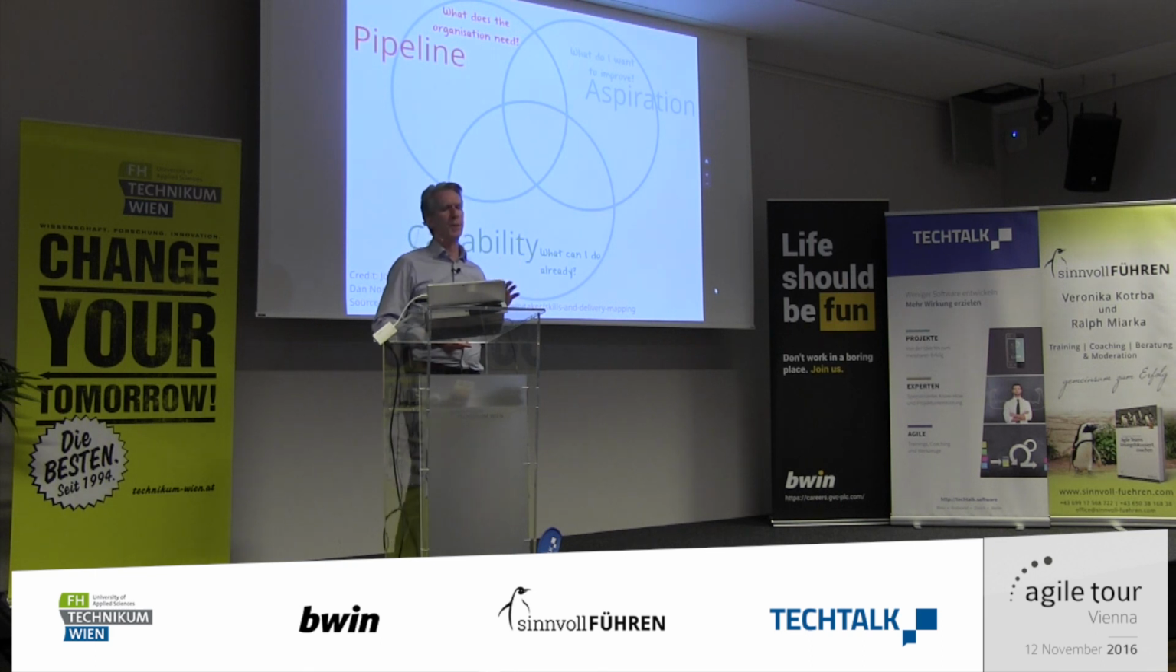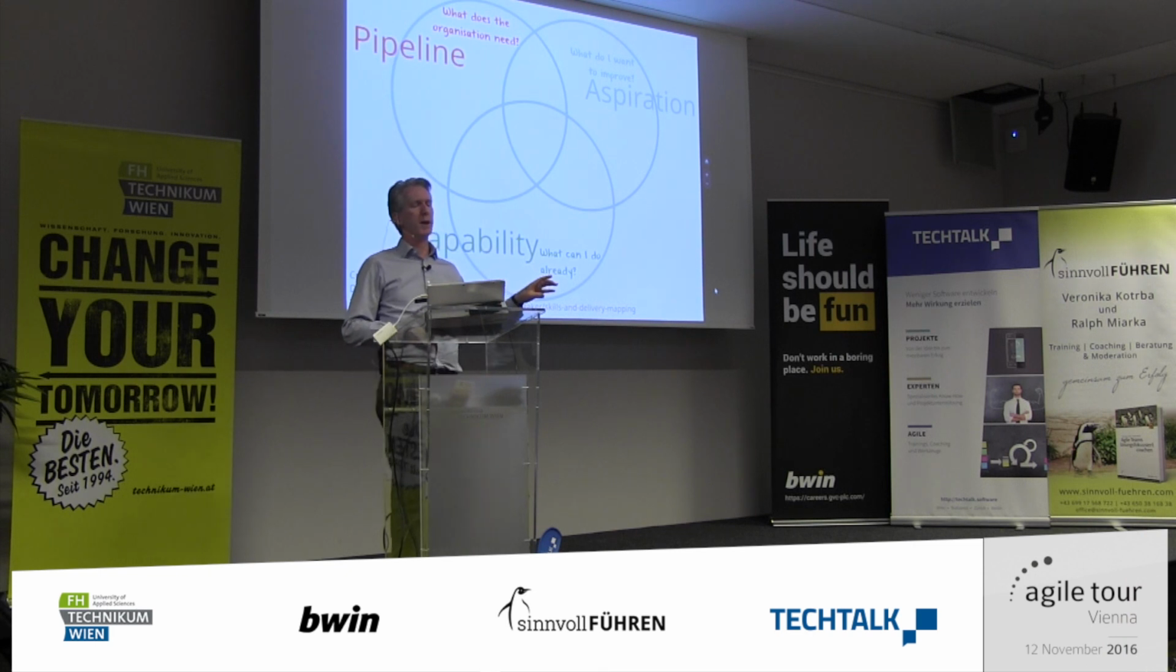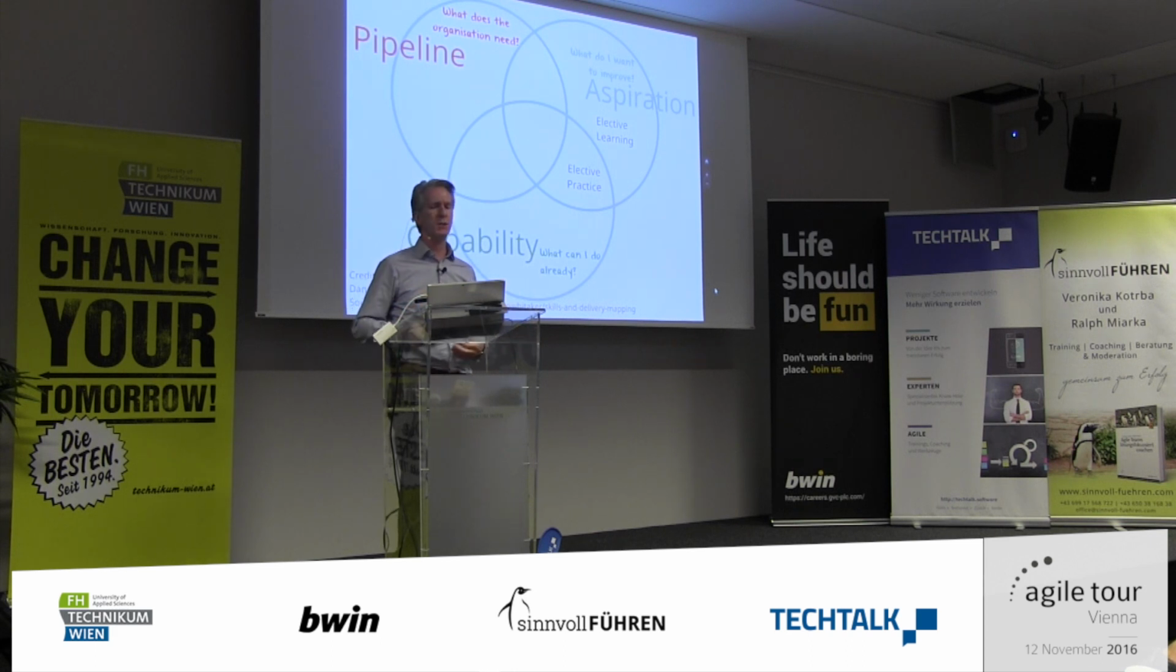They divide this map up into the skills that the organisation needs, that's pipeline, the things that people want to learn about, that's aspiration, and the things that people can already do, that's capability. And therefore there are all the various intersections. For example, things that people want to do but don't necessarily align with the organisation's need, that's something they can do in their own time, elective learning. Whereas things that people can do at the moment but want to learn more about, they can practice, but again, it's on their own time.